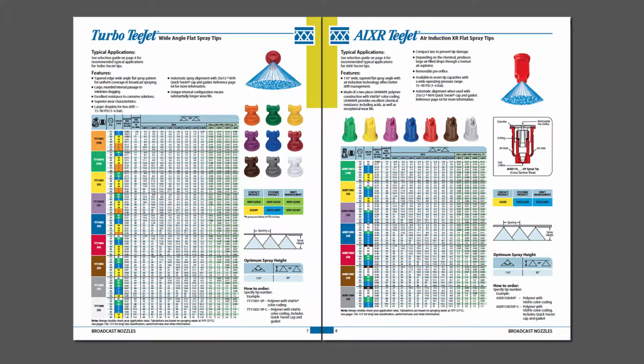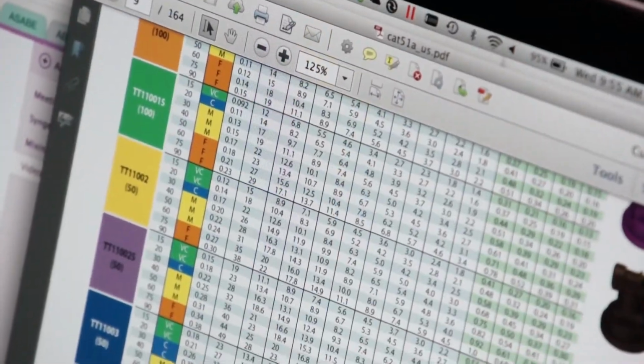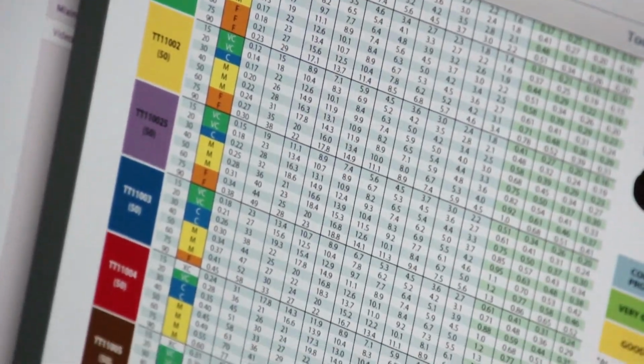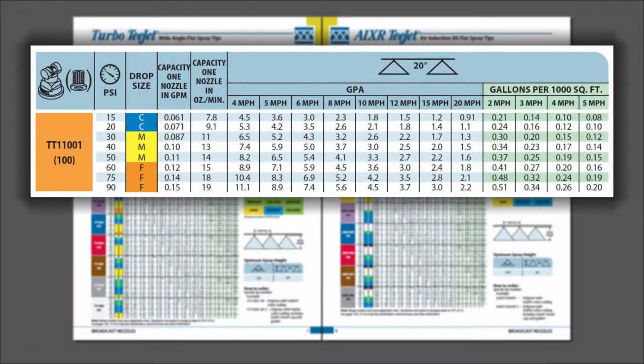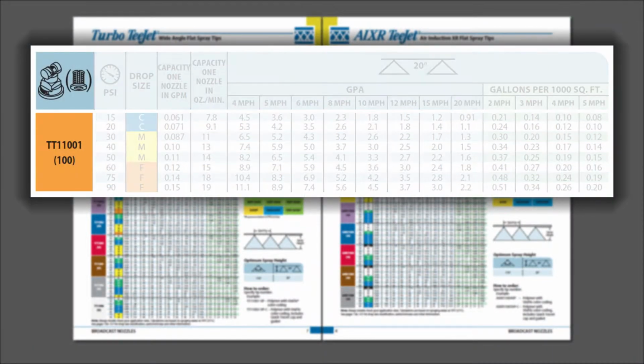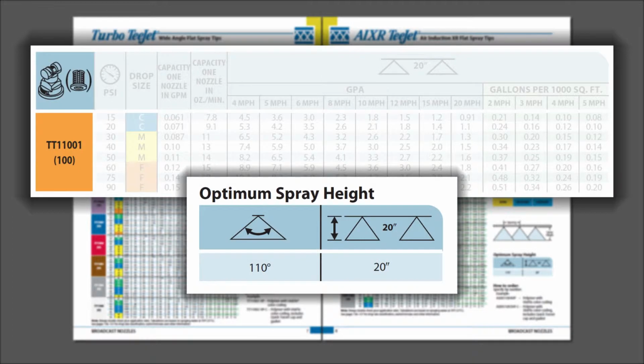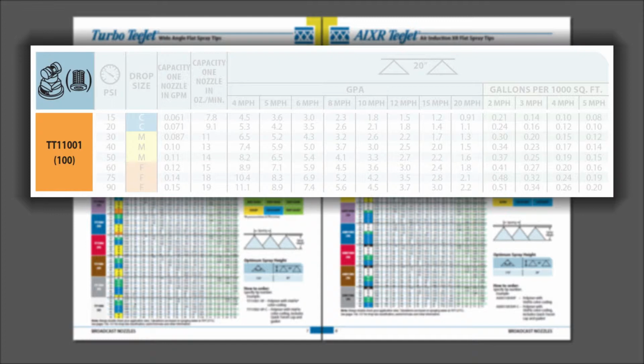So when we look at the page here, I picked the page for the Turbo TeeJet nozzle, and there's a lot of information contained on that page. The first thing you'll notice is on the far left-hand side, we have our different orifices. The TT tells me that this is for a Turbo TeeJet nozzle. The 110 is for a spray angle of 110 degrees. So the angle of the spray pattern when this nozzle is operated at 40 psi would be 110 degrees. And then the flow rate is 0.1 gallons per minute. So those last two numbers tell me the flow rate.